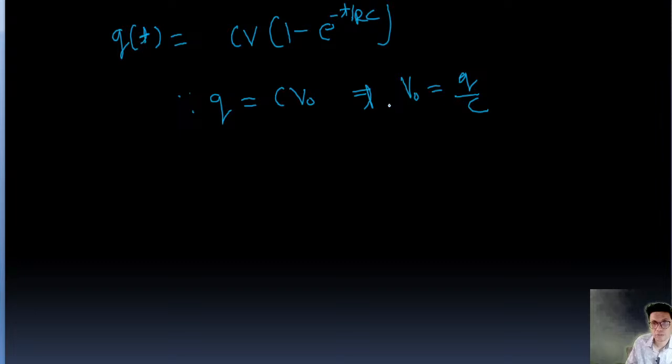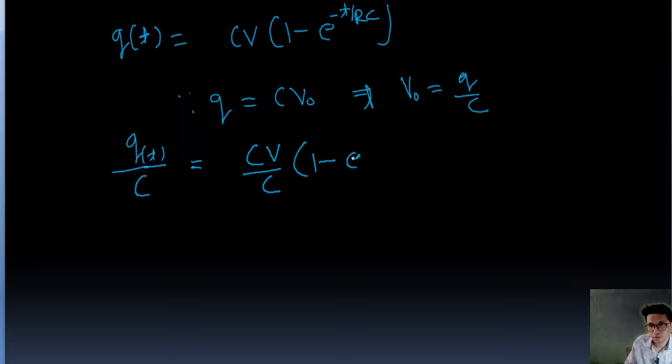Okay, so we can divide this by C. This is going to be Q upon C, where Q is a function of T. We have divided this equation by C. So this is going to be CV upon C into 1 minus e to the power minus T upon RC.